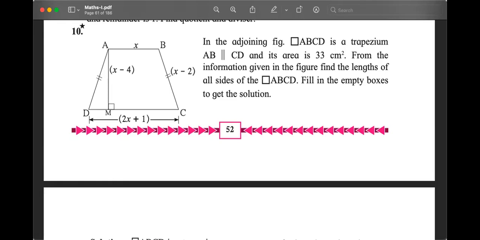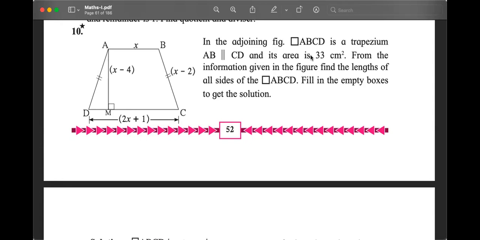Thank you, Chan. Class, please remember, whenever we see the square symbol in front of the name of a shape, we will say quadrilateral. So in the adjoining figure, quadrilateral ABCD is a trapezium. This is how we read. ABCD is a quadrilateral, and it is a special quadrilateral. It is a trapezium. Some information is given about the trapezium where it says AB is parallel to CD and its area is 33 centimeters square, or we can also say 33 square centimeters. It's okay, whichever way we read it.